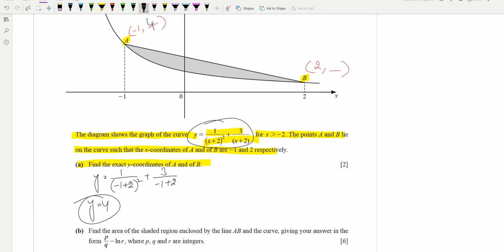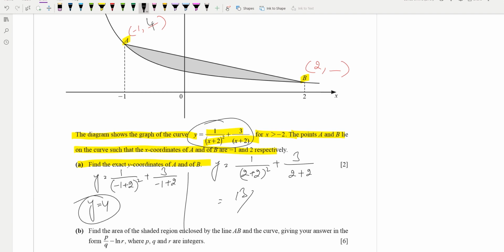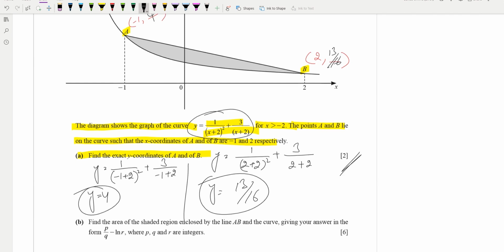4 will be this one, and the second will be y is equal to, replacing x with 2, 1 over 2 plus 2 squared plus 3 over 2 plus 2. We can solve this as 1 over 4 squared plus 3 over 4, and this is equal to 13 over 16. This will be the second y value, 13 over 16, and this was the 2 marks part which we have done.